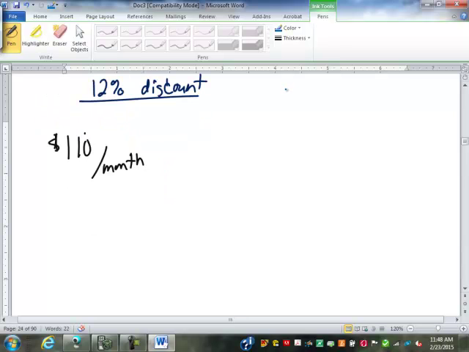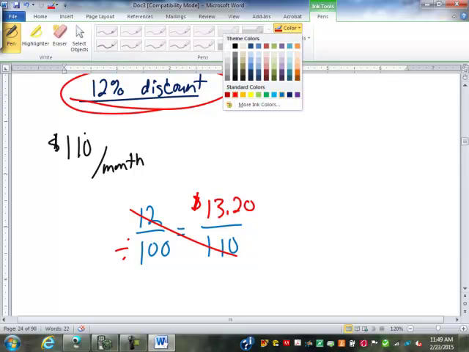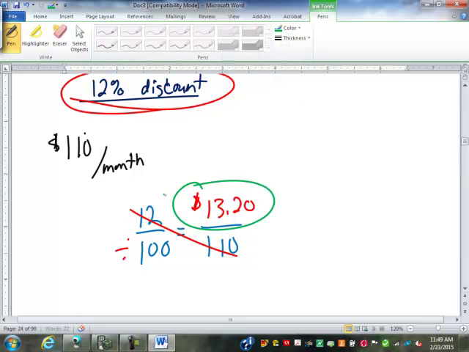Well, we very easily could jump right in, do the 12% is 12 out of 100, equals blank out of 110. And cross multiplying and dividing is going to give us $13.20. But now the 12% represents the discount. So $13.20 is the discount, not the amount paid. If we want to know the amount paid, we have to take the $110, subtract that discount of $13.20, and we'll come up with $96.80.